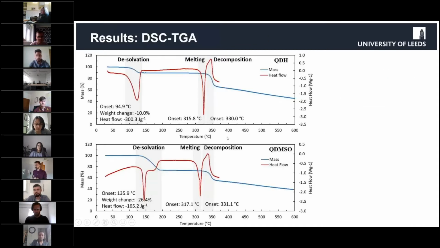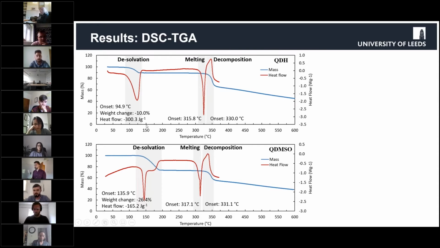Now, moving to the experimental validation, I should mention that experimental validation was only performed for the dihydrate and the QDMSO solvate, because those two forms are the thermodynamically stable forms that we could obtain in the lab, whereas for the anhydrous and the monohydrate, we couldn't obtain pure forms. And that also highlights the lower stability of those two forms.